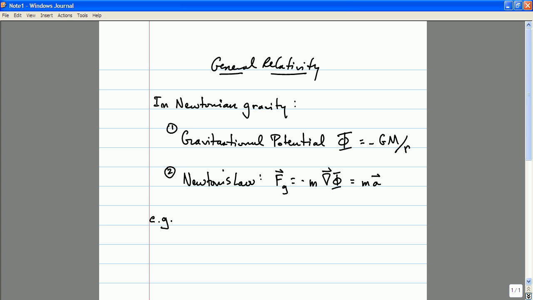And of course, the simplest application of these laws is the case where phi is equal to 0, so that there's no gravitational potential, in which case Newton's law just says that the acceleration is constant and objects will move on straight lines.